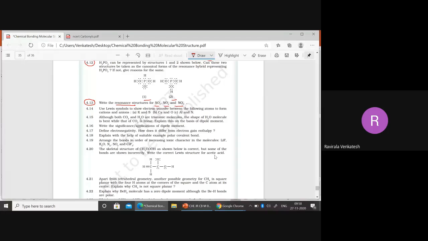HNO3, SO3 is very, very important, beta. Complete this one, all these three. Lewis symbols, this is there in the first topic only. Lewis symbols for this one. Exercise 4.14, you have to compulsorily complete this one.